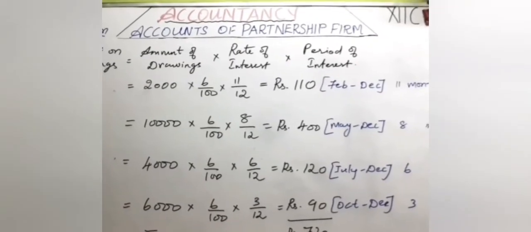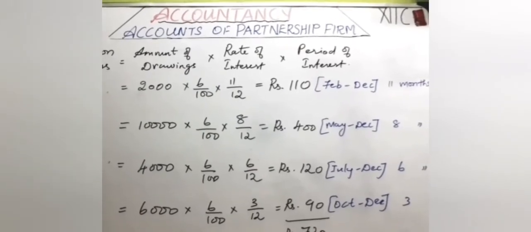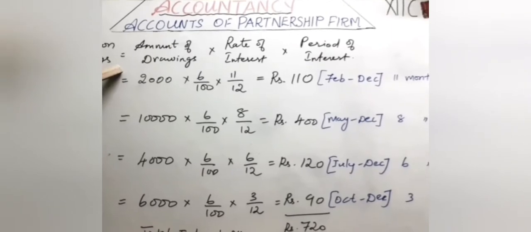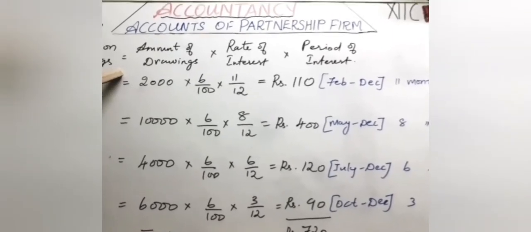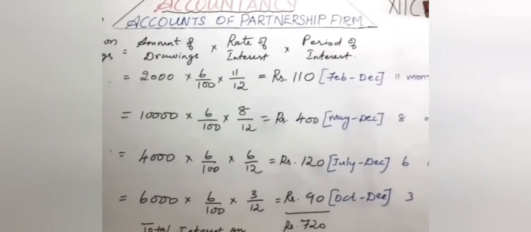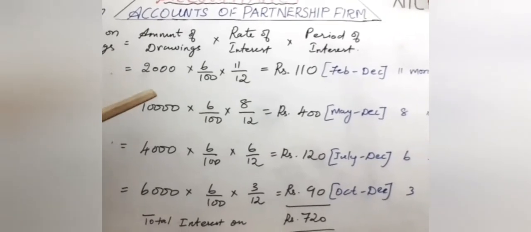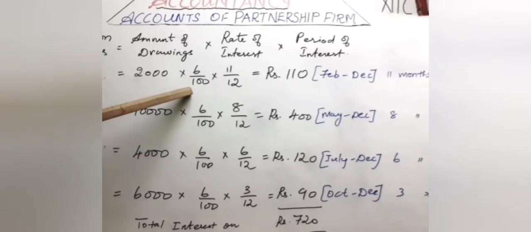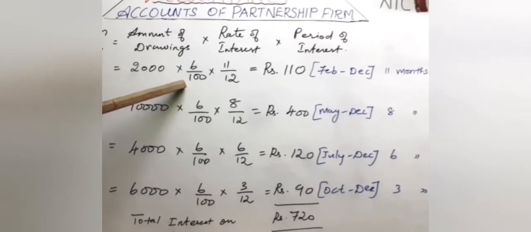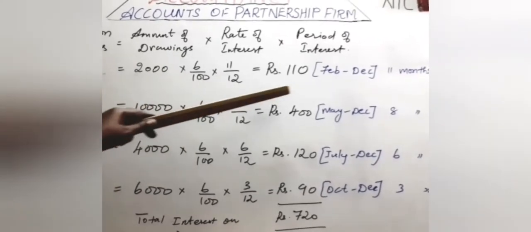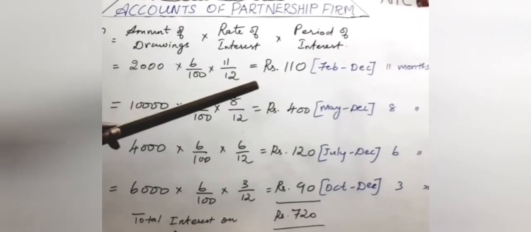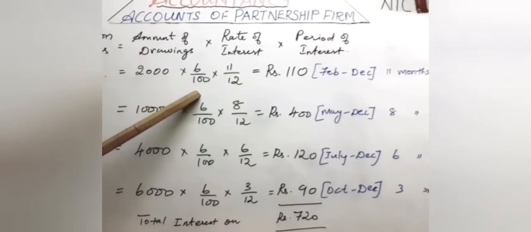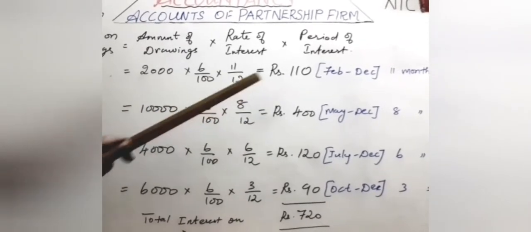Now the solution for the 12th sum, children. I have written the formula. You see, interest on drawing is equal to amount of drawing into rate of interest into period of interest. Now the first drawing was in the month of February, isn't it? So rupees 2,000, rate of interest is 6%. So from February to December, how many months are you having? 11 months. So you want to calculate 11/12. So when you do the simplification, you get rupees 110.